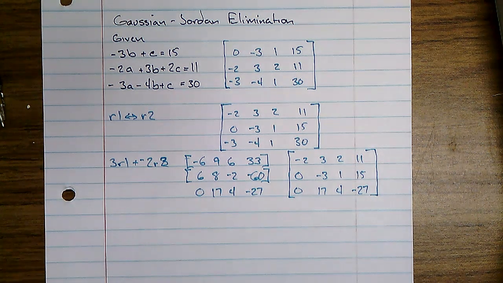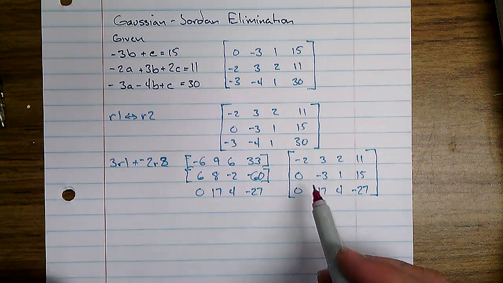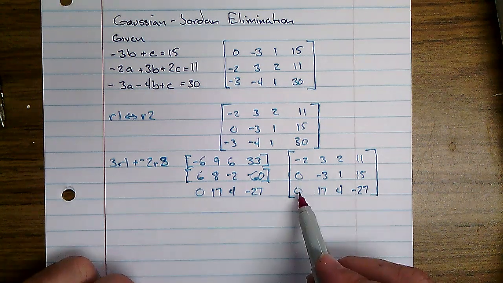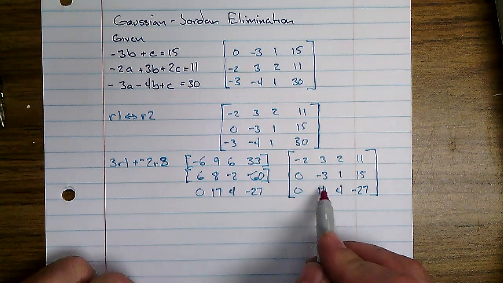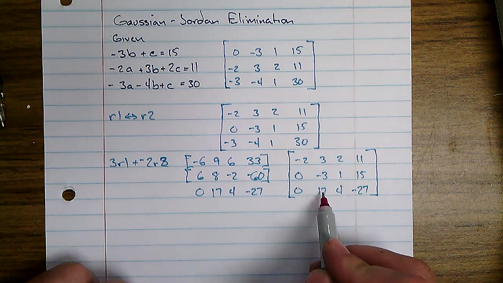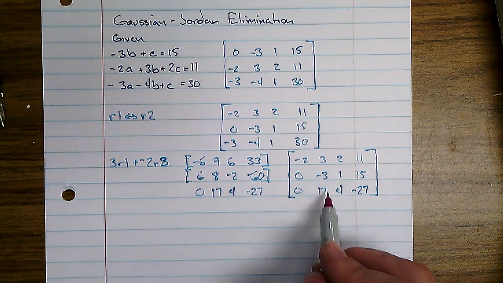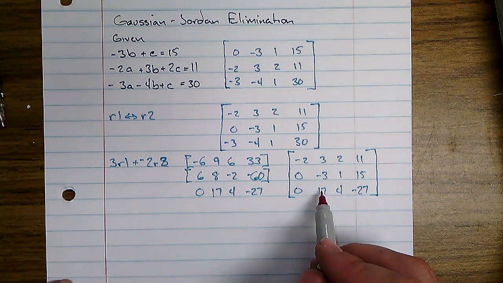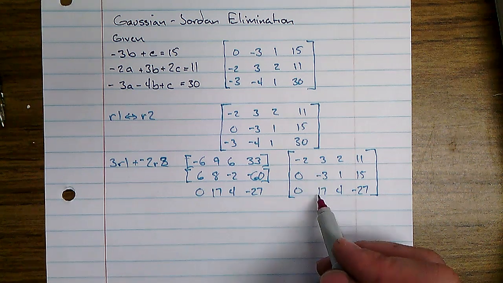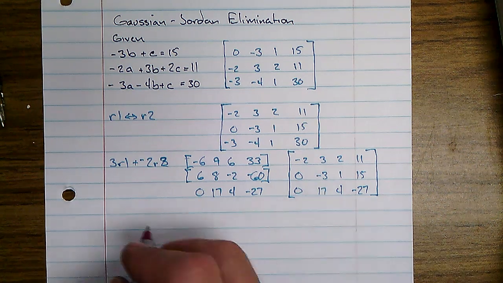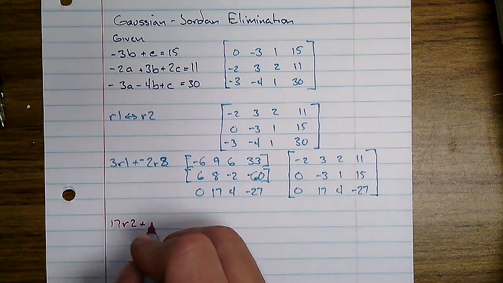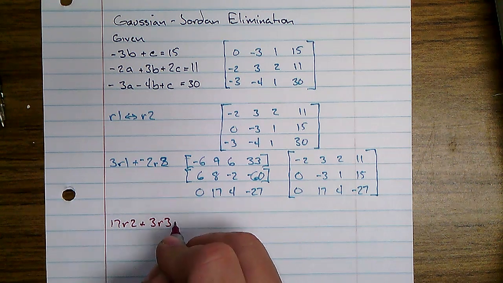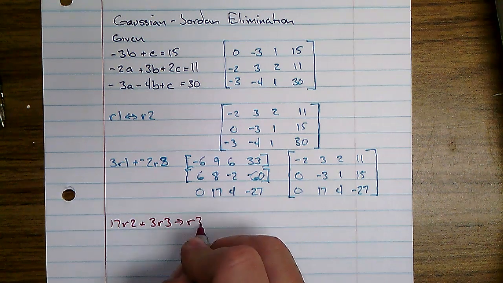Now, I've got a 0 in the first position of my second row and a 0 in the first position of my third row. I now need to get a 0 in the second position of my third row. Unfortunately, 3 and 17 are primes, so the least common multiple of them is the two multiplied together. But they're already opposite signs, so I'm just going to multiply by the positives of each other. So I'm going to take 17 row 2 plus 3 row 3, and put that into row 3.